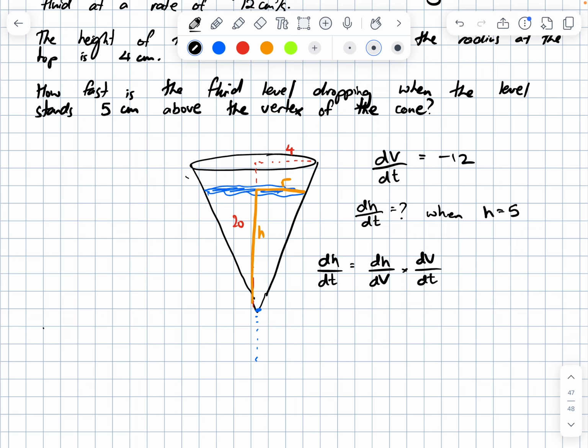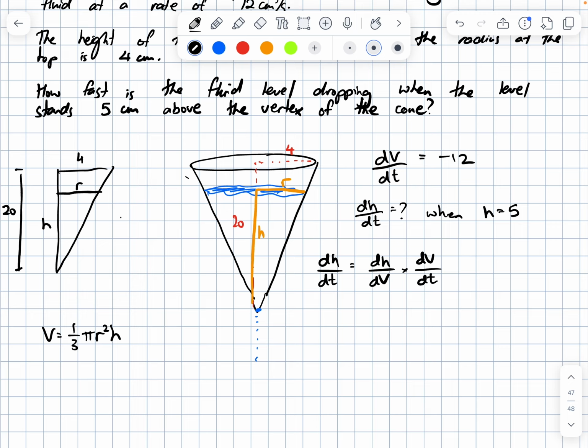Okay, so we need an equation for h and v. Well, the volume of a cone, that equation, is 1/3 pi r squared h. That is now in terms of two variables. We only want it in terms of one. So we need to find an equation that joins r and h. Well, we have a similar triangle set up here. We'll draw it outside. We know that this is 4. This is r. This is h. And the whole thing is 20.